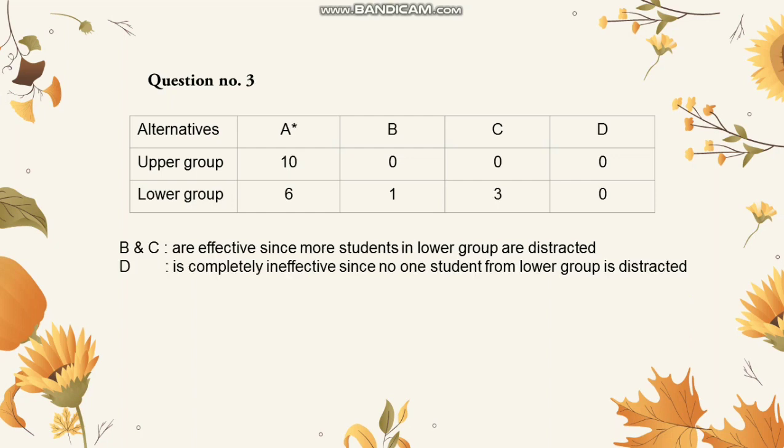And the last is question number 3, the alternatives are A, B, C, D, but the answer is A. The result is B and C are effective since more students in the lower group are distracted. But D is completely ineffective since no student from the lower group is distracted.